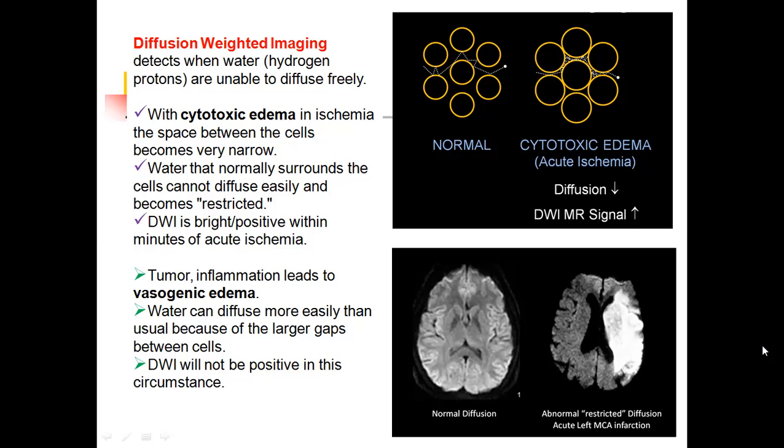When there is a tumor, inflammation or other process that breaks down the capillary endothelium, water leaks out of the vessels, and there is an increasing amount of water surrounding the brain cells. This is called vasogenic edema. In this case, the water can actually diffuse more easily than usual because of the larger gaps between cells. Diffusion-weighted images will not be positive in these circumstances.